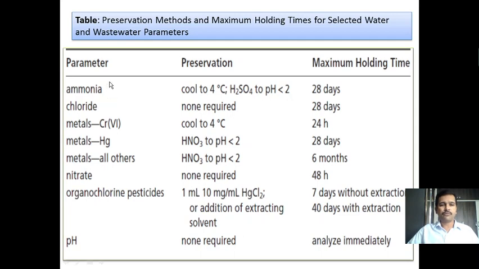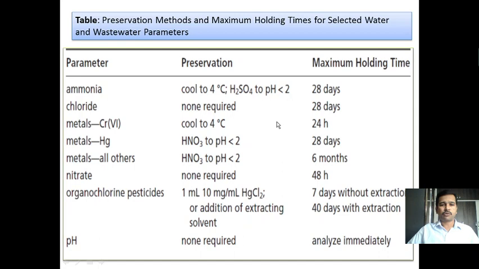Say for example, if we intend to determine the concentration of ammonia in a wastewater, how do we preserve it? Once the sample is collected in a plastic container, we have to cool the sample to 4 degrees Celsius and add sulfuric acid to adjust the pH to less than 2. When you add sulfuric acid, ammonia present in the water sample will be converted to ammonium sulfate, and that will be intact for at least 28 days. So you can hold this sample for a maximum of 28 days. Within these 28 days, you have to complete the analysis.